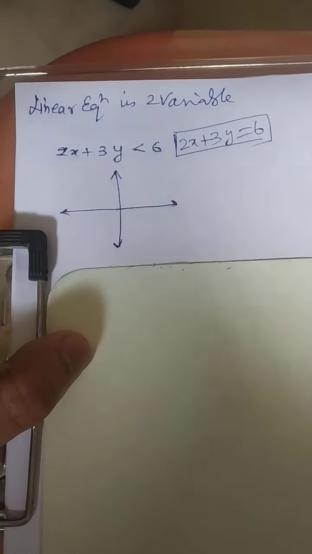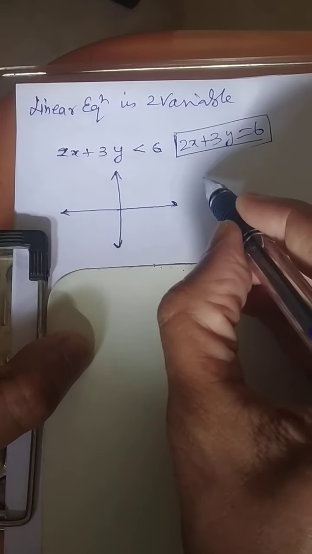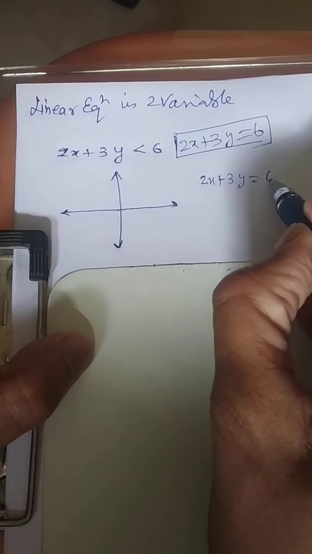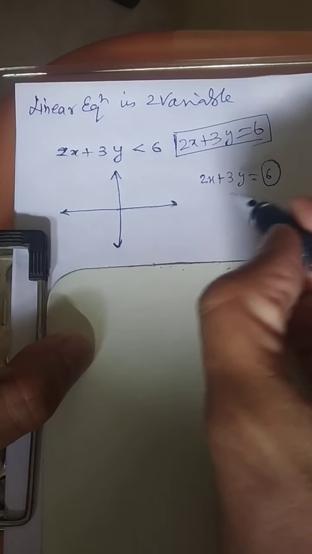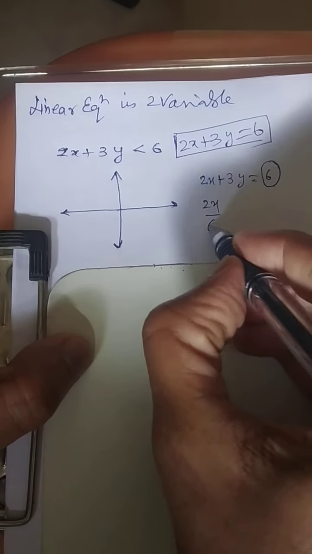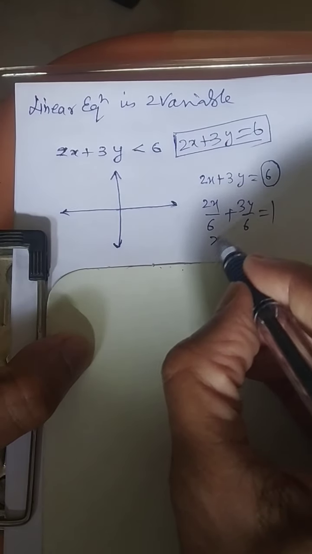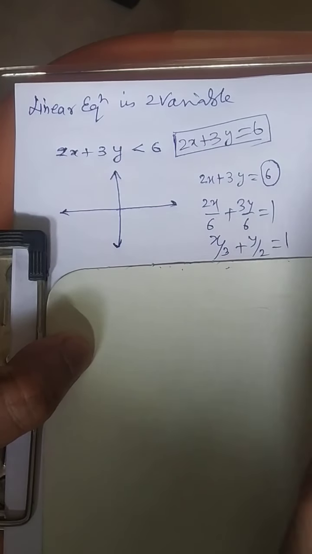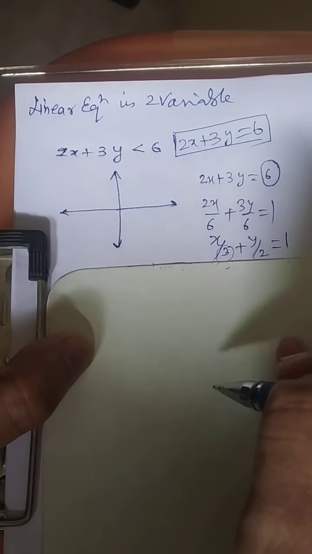Okay. Now I am going to discuss something else: how to plot the graph for this one without taking a point. It is 2x plus 3y will be equal to 6. What is this number? 6. Divide the whole thing by 6. So 2x by 6 plus 3y by 6 will be equal to 1. Now it can be written as x by 3 plus y by 2 is equal to 1. This number is called the x-intercept. This number is called the y-intercept.